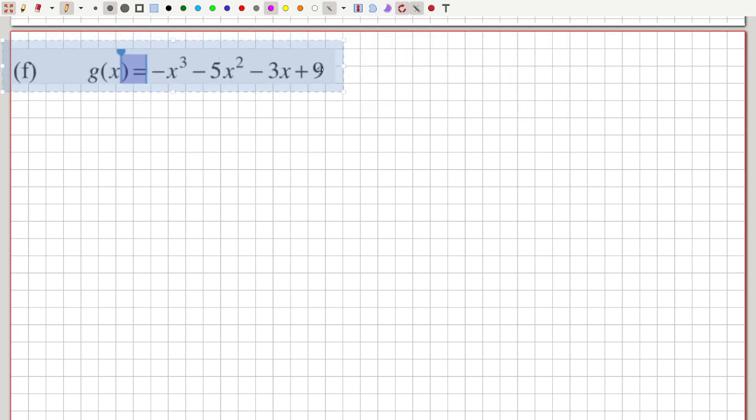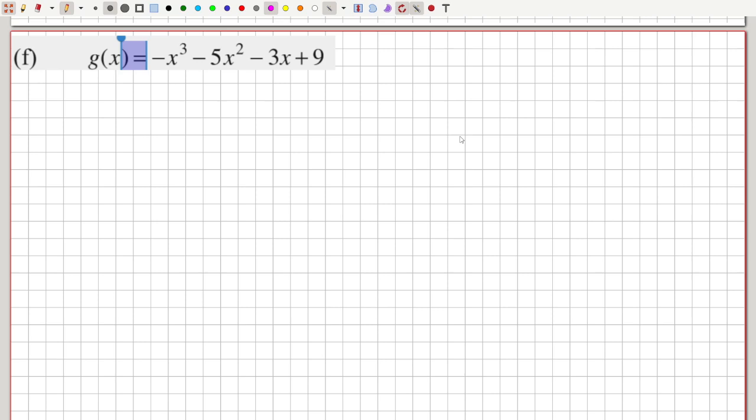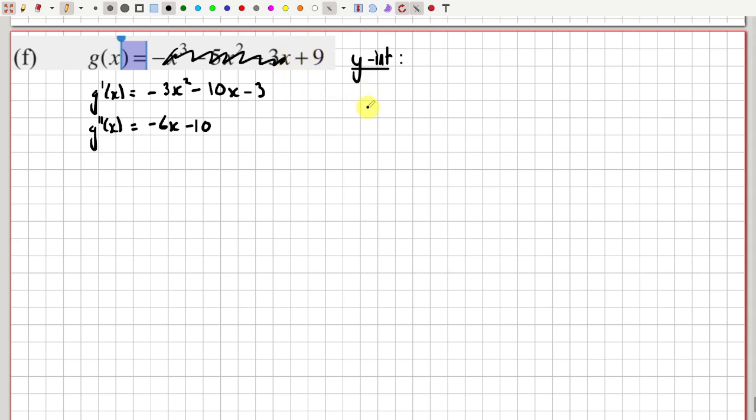There's G. We're trying to draw this. We'll start the same way we do all of them. We get our first derivative. We'll get our second derivative. And then we'll go y-intercept, make everything 0. All the x's become 0, so all of those will fall away, and we'll just be left with a positive 9. So our y-intercept should be 0 and positive 9.